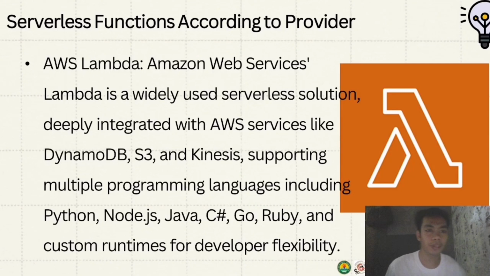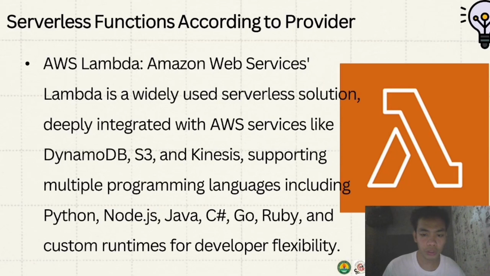What are serverless functions according to provider? AWS Lambda. Amazon Web Services Lambda is a widely used serverless solution deeply integrated with AWS services like DynamoDB, S3, and Kinesis, supporting multiple programming languages including Python, Node.js, Java, C#, Go, Ruby, and custom runtimes for developer flexibility.